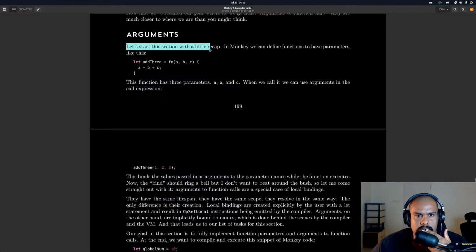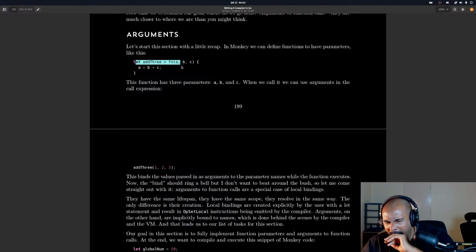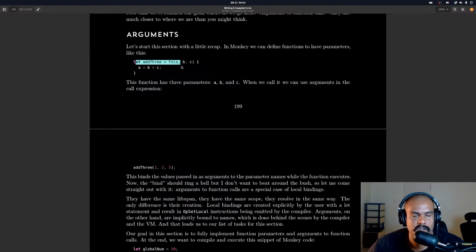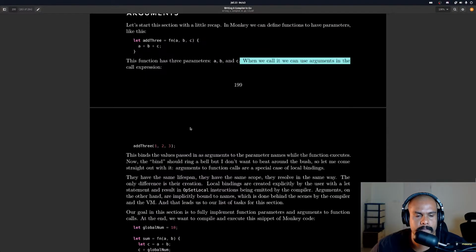Let's start the section with a little recap. In Monkey, we can define functions to have parameters like this. Got 3 parameters. When we call it, we use the arguments in the call expression. This binds the values passed in as arguments to the parameter names while the function executes.